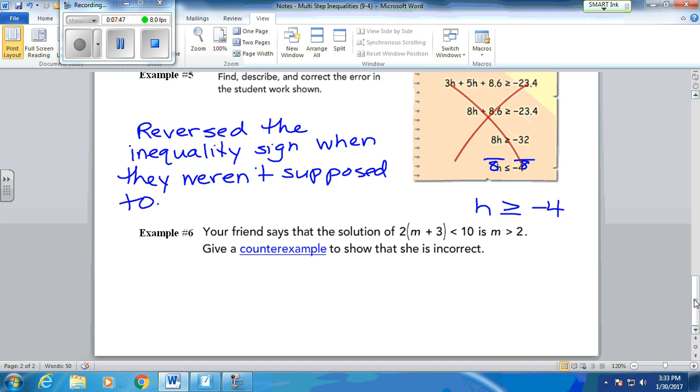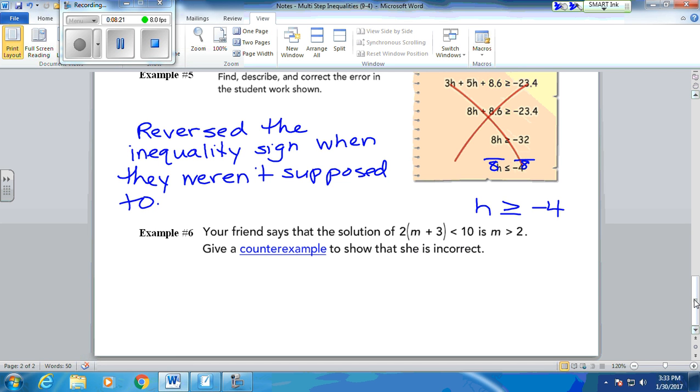So if she is stating, or your friend, that she's stating that m is greater than 2, a counterexample would then be to choose a value that is less than 2 instead of greater. So if my friend is correct, you can choose whatever value you want because m can be multiple different answers, but I don't want to really put a negative in there. So the only other two positives could be 0 or 1.